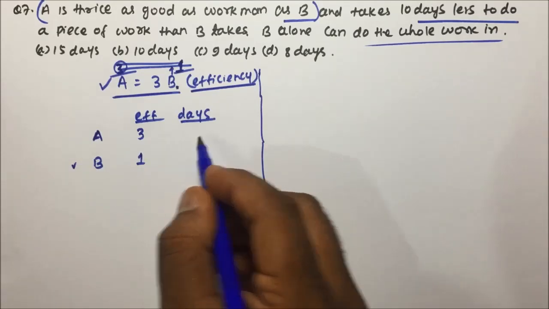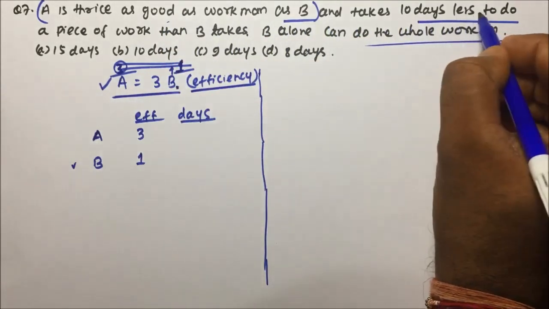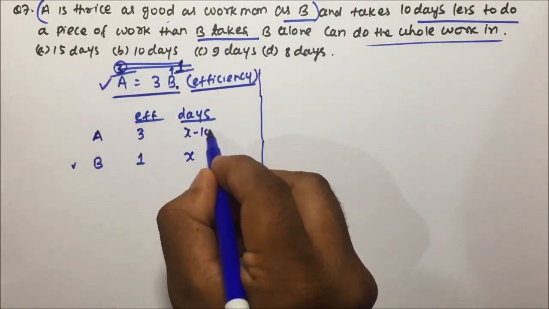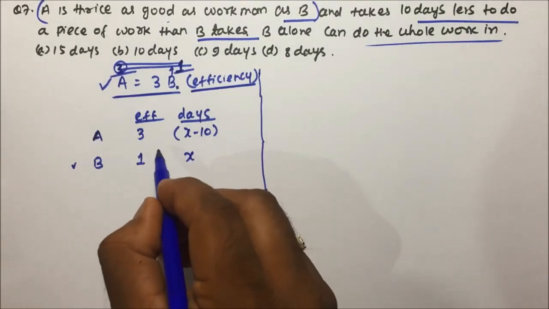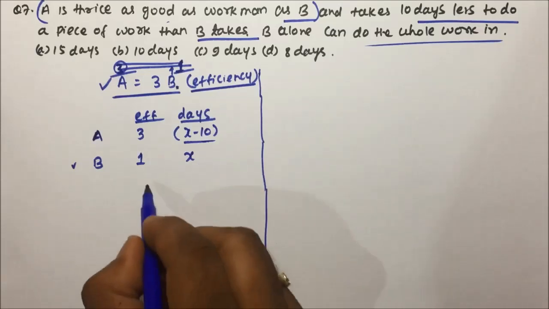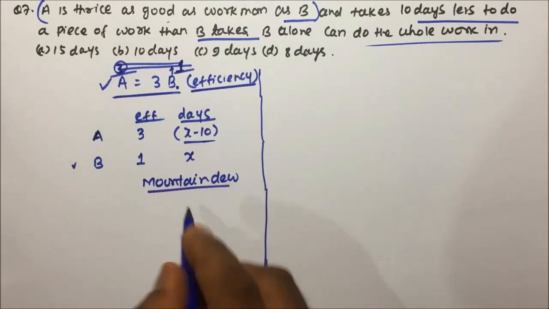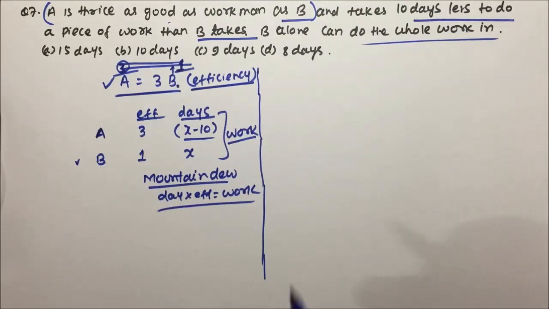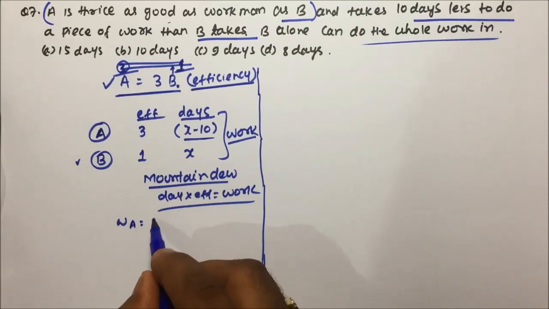Now, if we talk about the days, what they're telling is, A is thrice as good a workman as B and takes 10 days less to do a piece of work than B takes. So suppose B is taking x, then A will be taking x minus 10 days. Friends, this is true also, because A's efficiency is more. If efficiency is more, then you will take less time. Now friends, let's go back to the Mountain Dew formula. The formula is days into efficiency will be equal to work. The work done by A and B will always be the same.